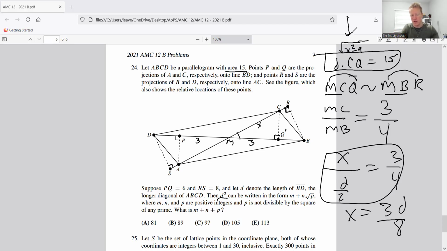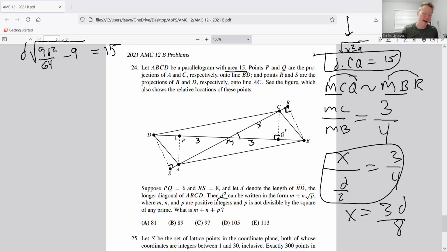Next, we're going to drop that 3d over 8 into the x and square it at the same time. So I'm going to do it on the other side of the screen. We have d times the square root, and you're squaring the x, so x squared would be 9d squared over 64, and then it's minus 9, and that's equal to 15.